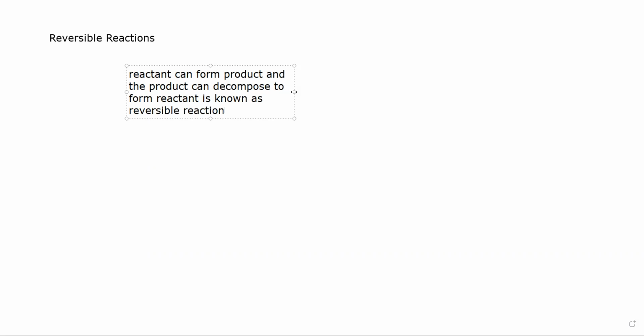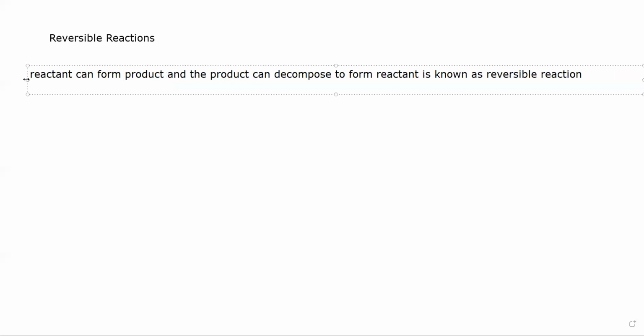So reactant can form a product and product can form back the reactant again. We call that as reversible reaction. So it means the reaction can proceed in both directions. So if a reaction can proceed in both directions, we use arrows from reactant to product and from product to reactant. So a reaction in which the reactant can form a product and the product can decompose and form back the reactant, we call that as reversible reaction.